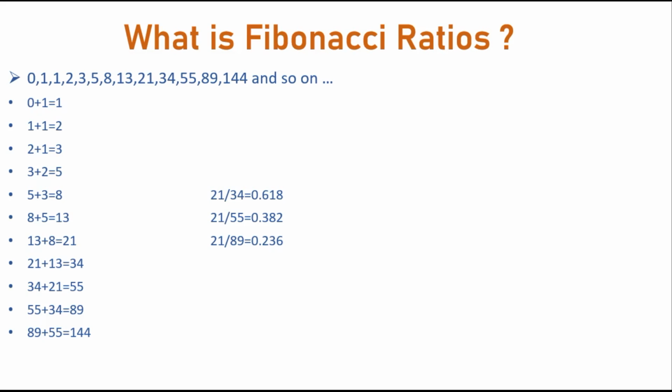We can see how these Fibonacci ratios are derived. All the Fibonacci ratios are derived from the Fibonacci numbers. We can see here 21 is a Fibonacci number and 34 is also a Fibonacci number. So we divide the preceding number by the succeeding number. That is 21 divided by 34, we get 0.618. Next, 21 divided by 55, the next succeeding number, we get 0.382. After that, 21 divided by 89, we get 0.236. So likewise, we derive the Fibonacci ratios using the Fibonacci numbers.